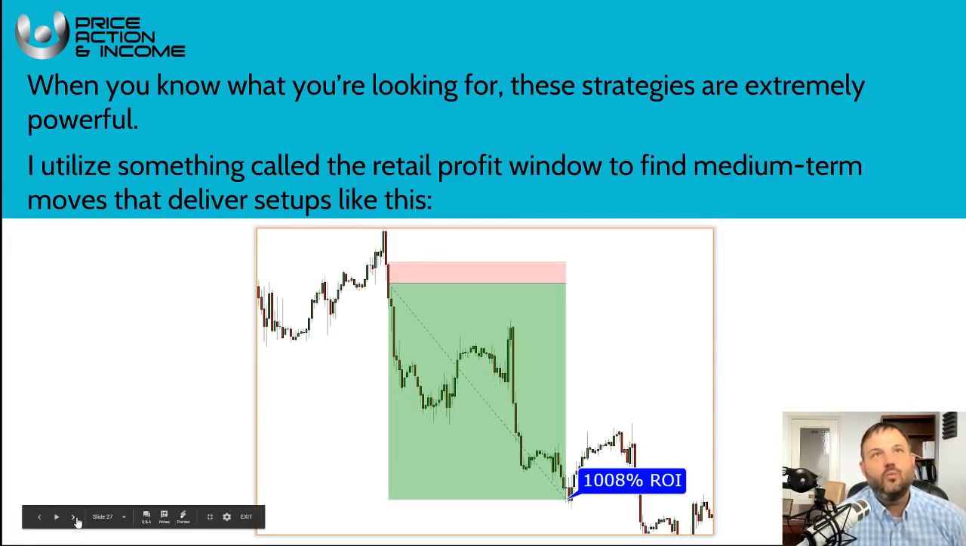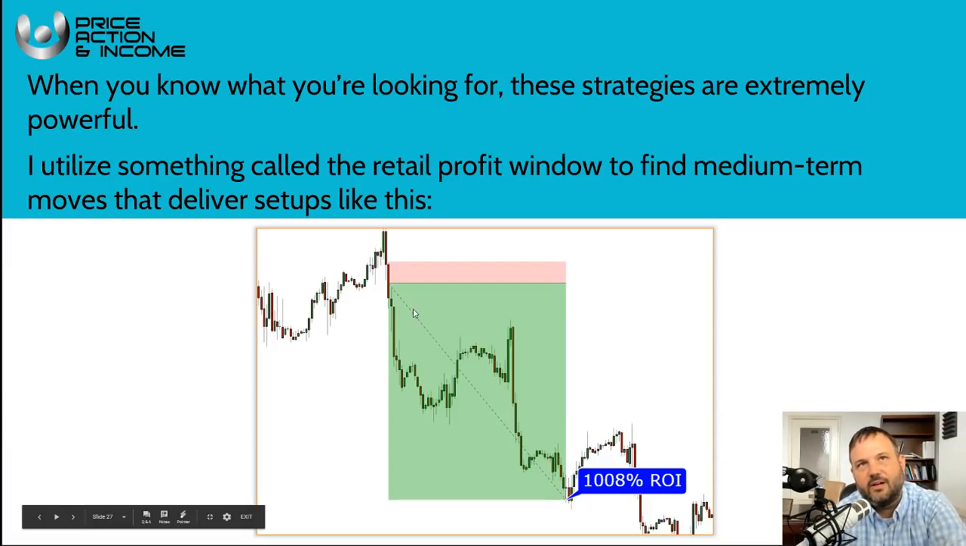All right, now when you know what you're looking for in the markets, these strategies are extremely powerful. And I utilize something called the retail profit window to find medium-term moves that deliver setups like these. Look, this is 1,000% ROI. And one of the things that we looked at in the stats earlier is that this is, on average, a 3x win ratio, and it's over 50% win rate. It's not producing a lot of trades, but it produces powerful setups like this with high accuracy.